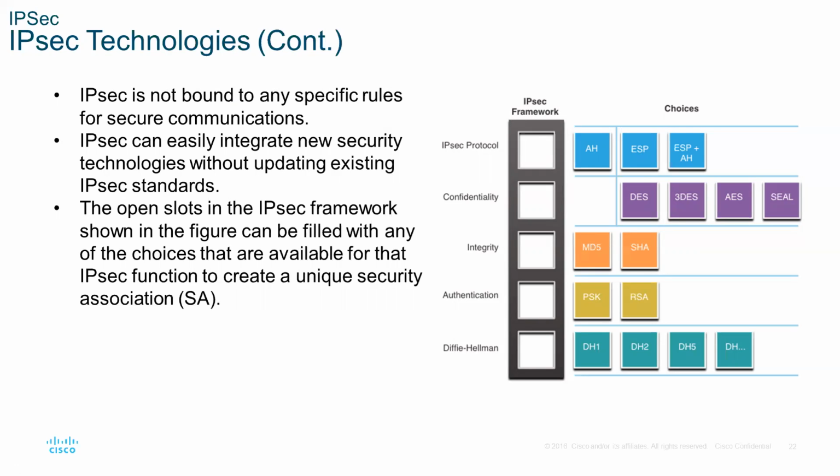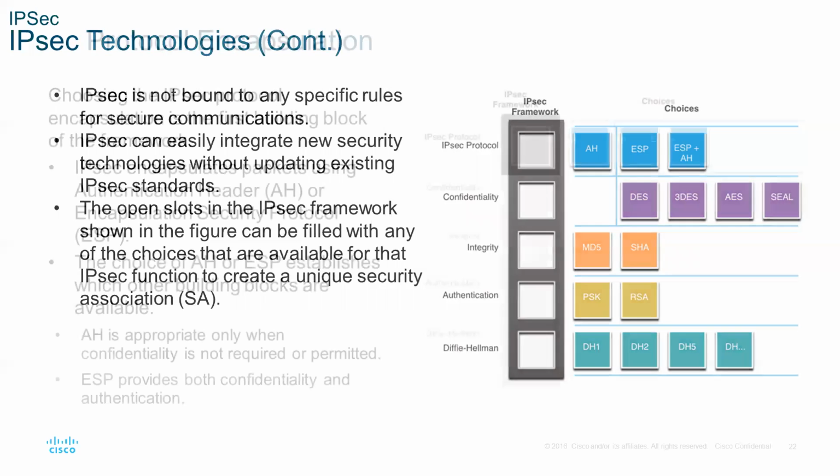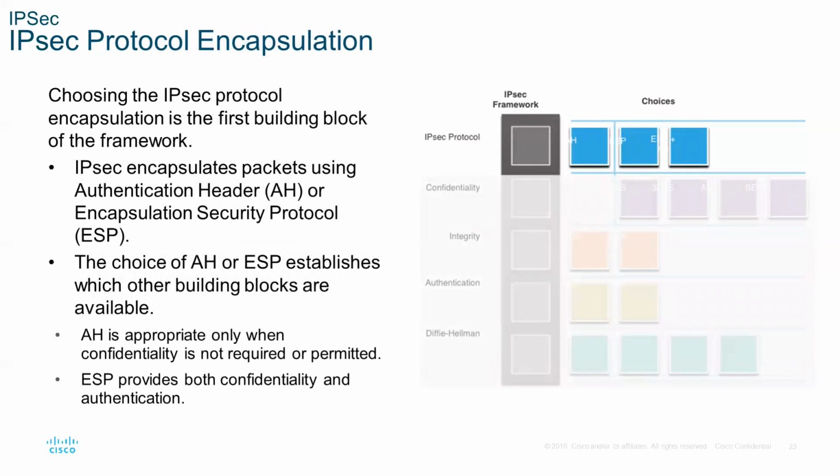So each time we create our endpoints, it gives us a unique security association between those endpoints. First, we need to work out the encapsulation that we're going to use with the IPSec headers. We can use the straight authentication header, or encapsulation security protocol, ESP, or we can combine those two and mash them up together.